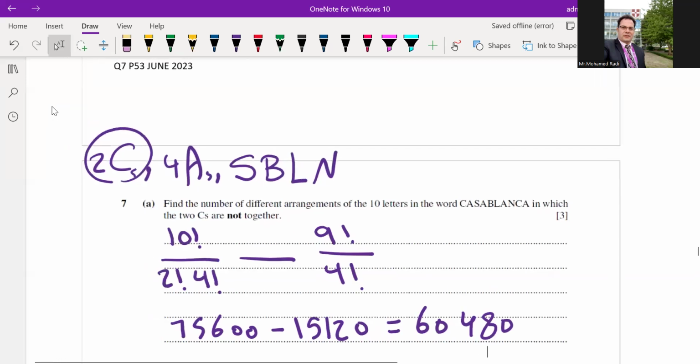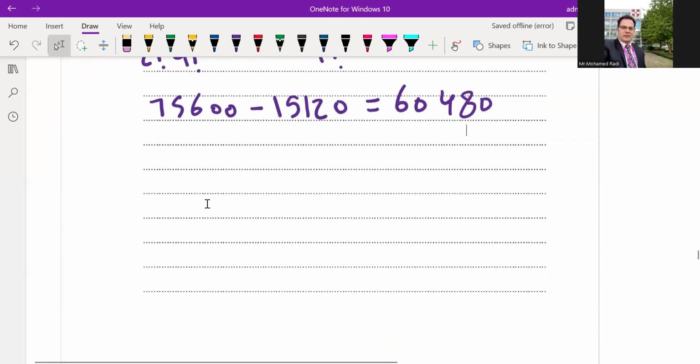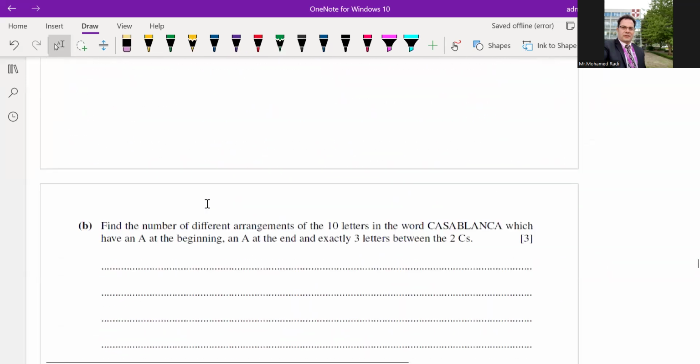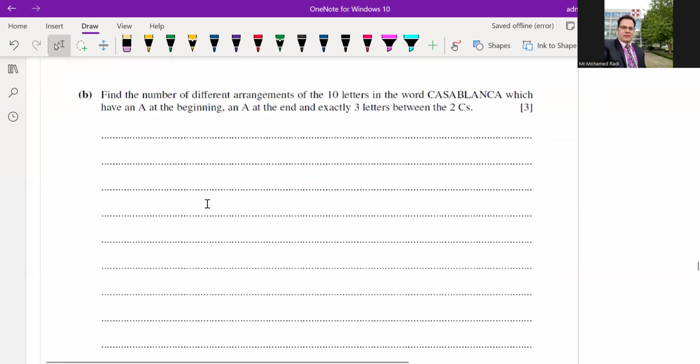Now, for the second part. Find the number of different arrangements of the 10 letters in the word Casablanca which have an A at the beginning and an A at the end, and exactly 3 letters between the 2 C's.